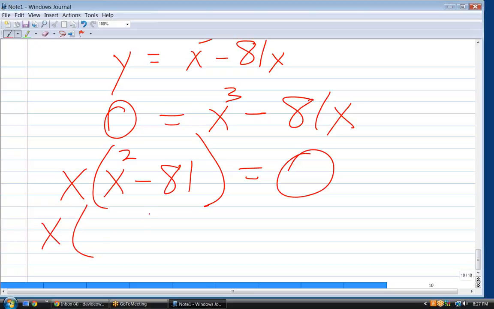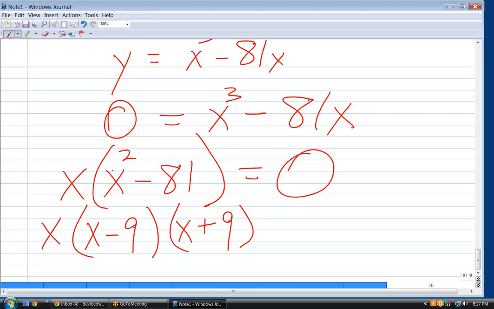Yes. Why? What is that called? I don't know. Oh, isn't it called difference between two squares? Difference of perfect squares, yes. Because x squared is a perfect square and 81 is a perfect square. So it always factors into a minus b times a plus b. Or in this case, x minus 9 times x plus 9.